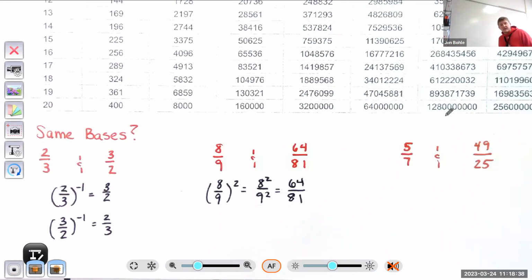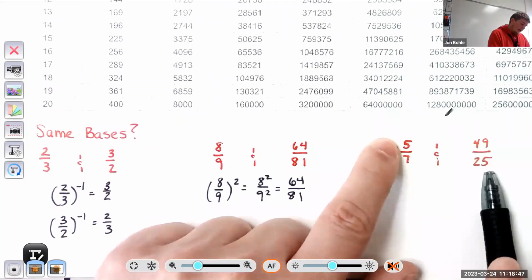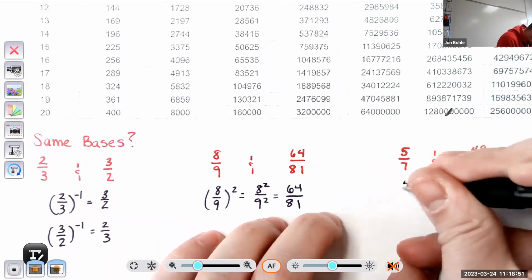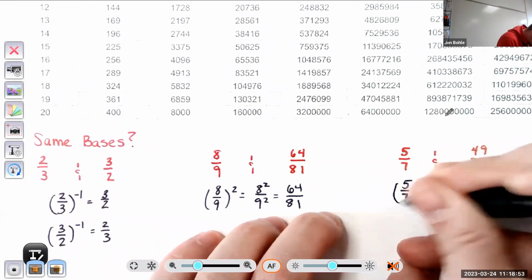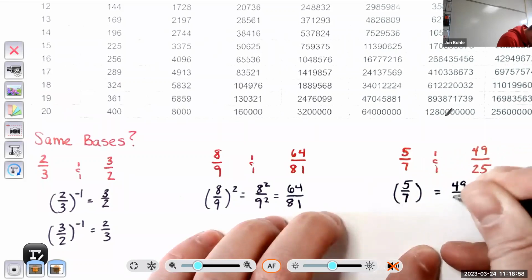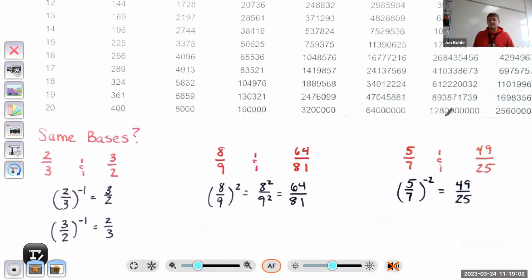Okay, and then I have 5/7 and 49 over 25. This one's weird because I know 5 to the second power is 25 and 7 to the second power is 49. So 5 over 7 to what power? Yeah, negative second. Because it's going to take it to the second power, but it's also going to flip it. So this would be negative second power.